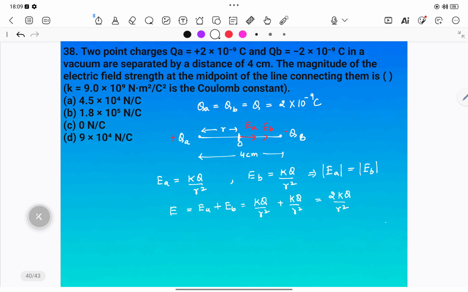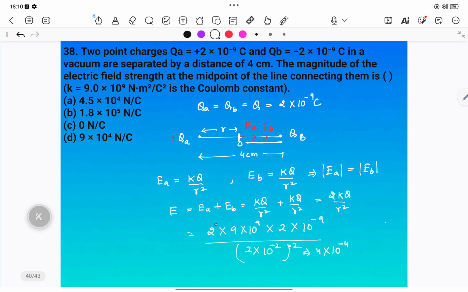Now we will put the value, that is 2 into k, which is given as 9 into 10 raised to power 9. Q is given as 2 into 10 raised to power minus 9, and distance is given as 2 centimeter. So this is the distance, and this distance is 2 centimeter. It will become 2 into 10 raised to power minus 2 meter whole square. When we solve this, this will become 4 into 10 raised to power minus 4.